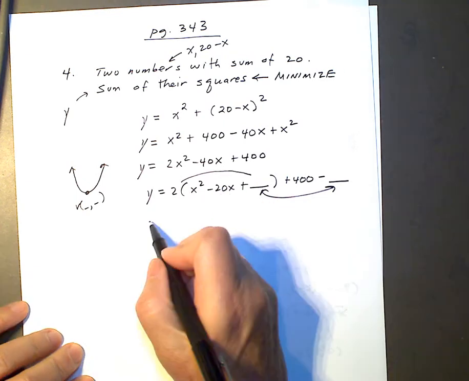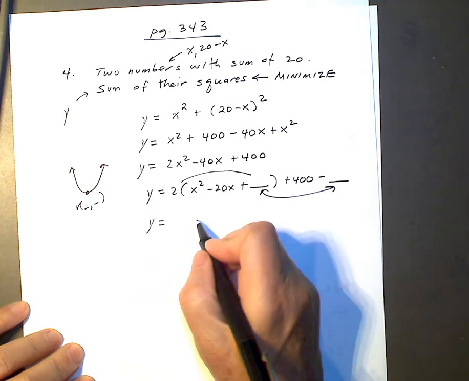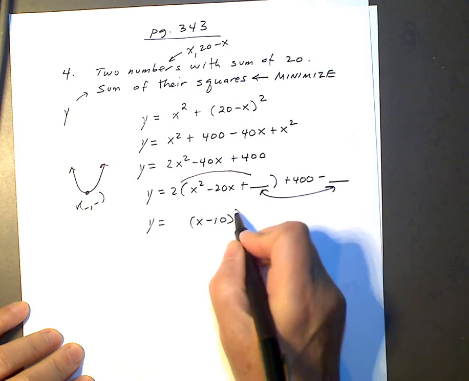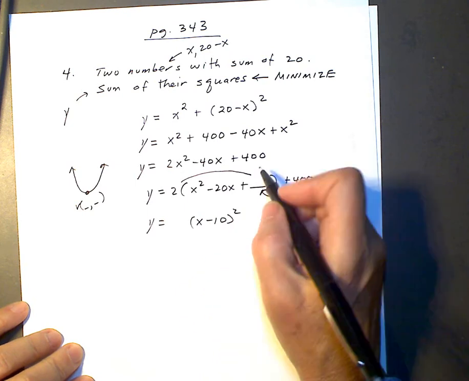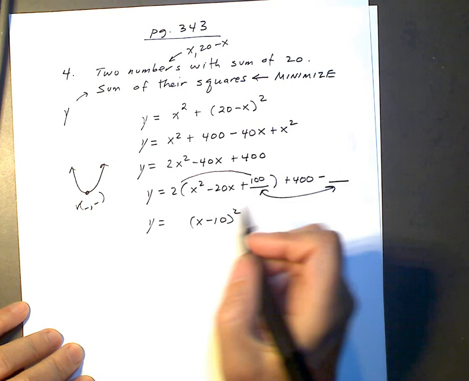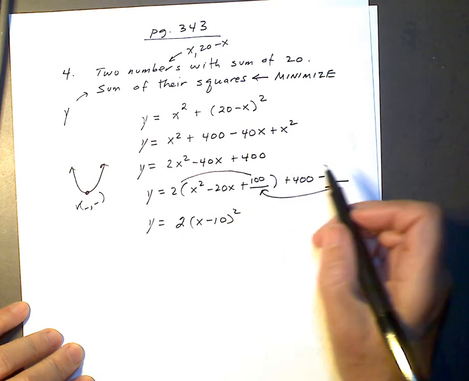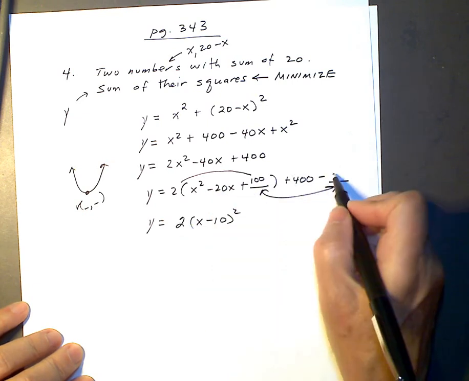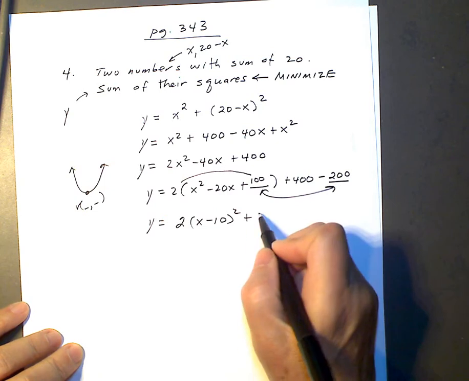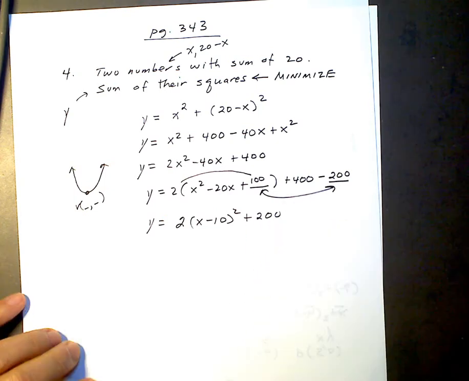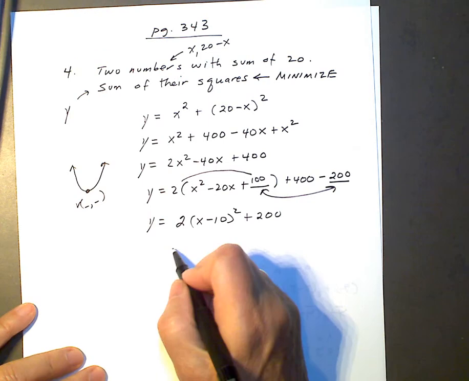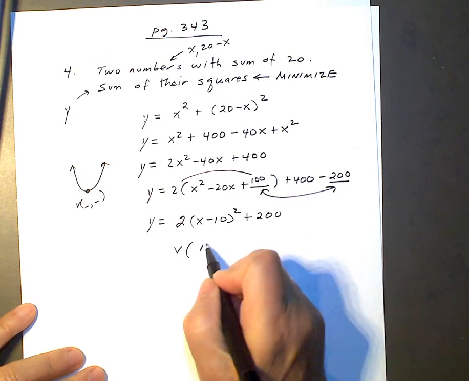So y equals... half of negative 20 is negative 10. When I square negative 10, I get 100. So I just added 200, so I have to subtract out 200. So 400 minus 200 is 200. So I get a vertex here of (10, 200).